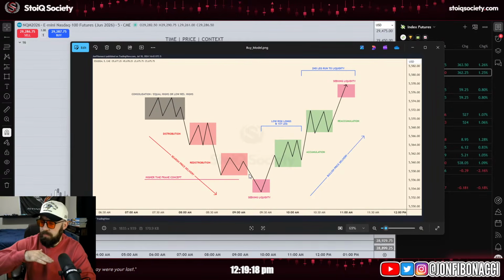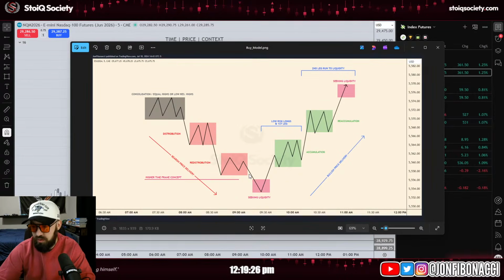There's minimal effort, bare bones, decent stop loss placement. Okay? It ain't perfect. You will take losses. But the win rate is pretty phenomenal.